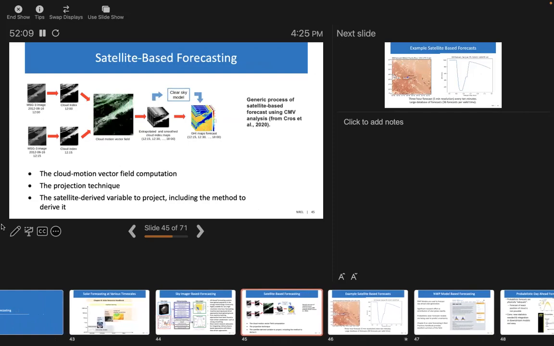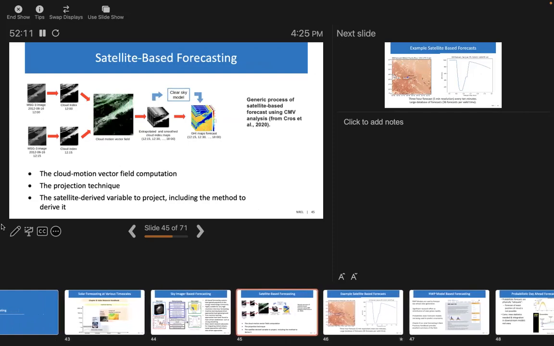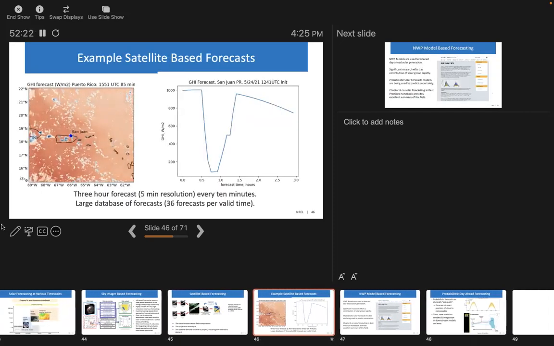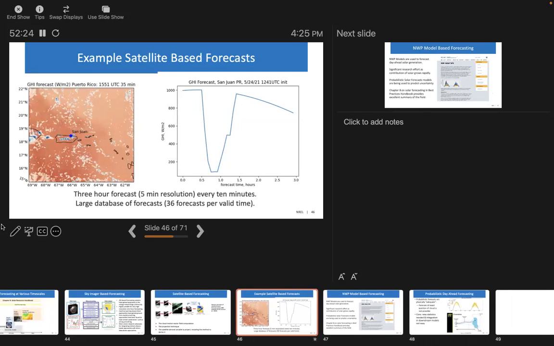Satellite-based forecasting is ultimately that we take multiple images, we track to see which direction the clouds are moving, and calculate this cloud motion vector, and then we project the clouds forward. Here's just an example cartoon of a model we developed. This is Puerto Rico, and as you can see, these are real clouds which are moving around. It's a forecast we produced.